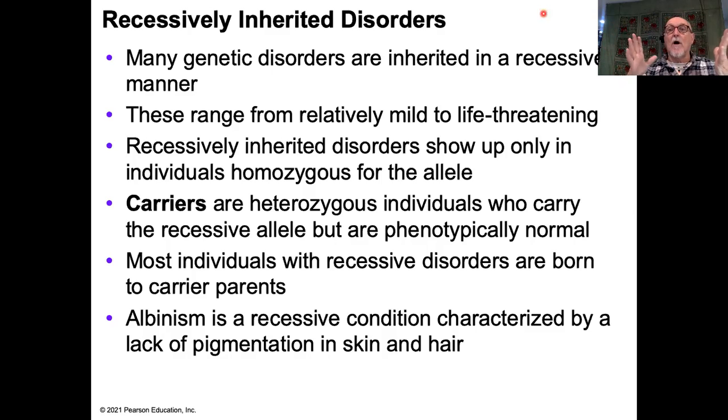So they are carriers, they're heterozygous, for example. The dominant trait is the healthy trait, the recessive trait is the disorder. And you have two heterozygotes who mate and produce a homozygous recessive that expresses the disorder. There's a huge number of them. Some are very mild, others life-threatening.